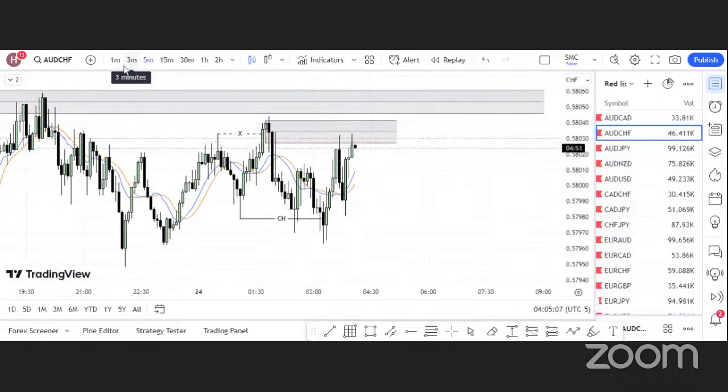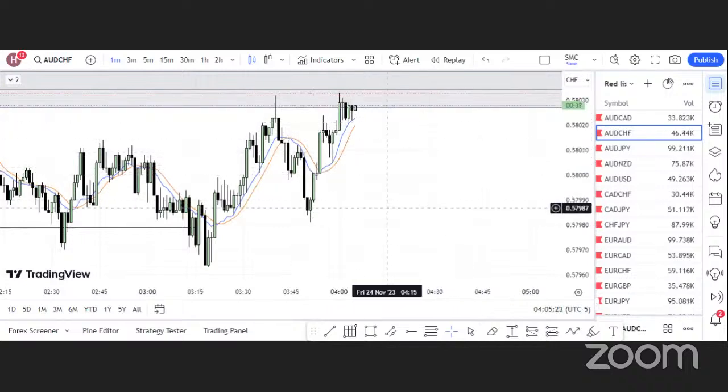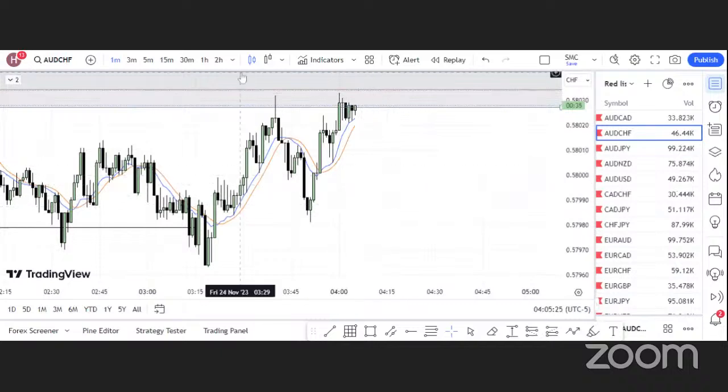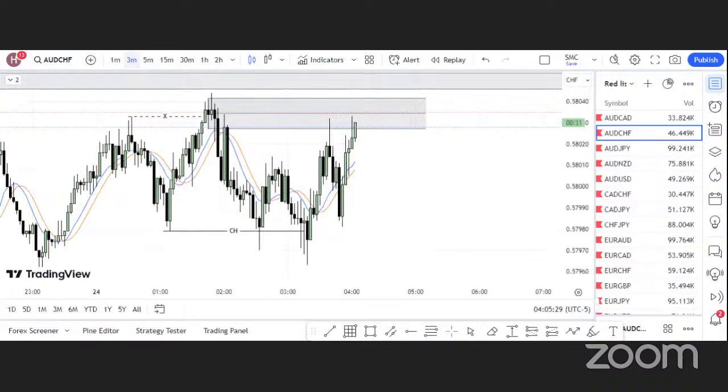Okay, now let's go to the lower time frame, let's go to 1 minute. So we are currently on the 1 minute time frame, and now we are waiting for a confirmation here. Immediately this crosses below this moving average, we are going to take our sell entry. Let's wait and see what happens here.